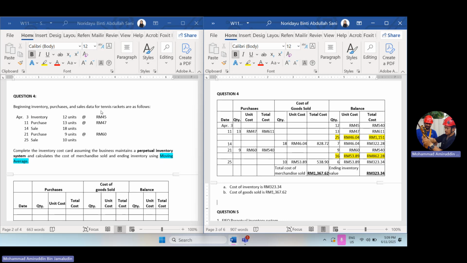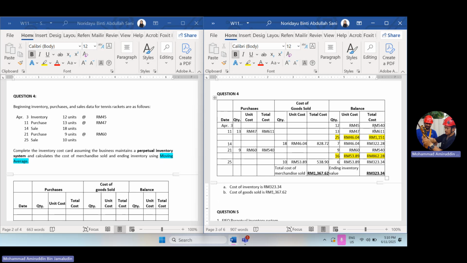Beginning inventory, purchases and sales data are provided. Firstly, we have 3rd April inventory. I don't see the word purchase or sales, meaning it's your opening balance, right? We have the stock count, the date column, purchases, cost of goods sold or sales, and the balance. You see, if you use FIFO, first in, first out, or you use moving average, we're still using the same stock count.